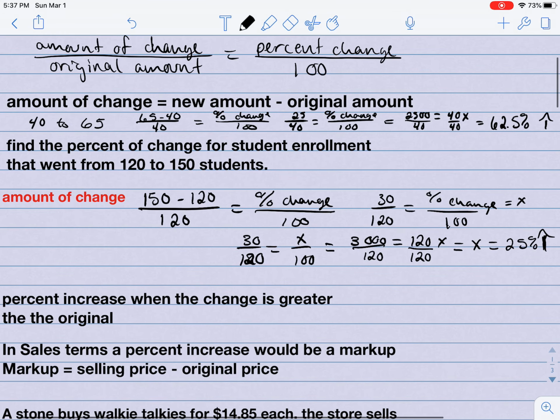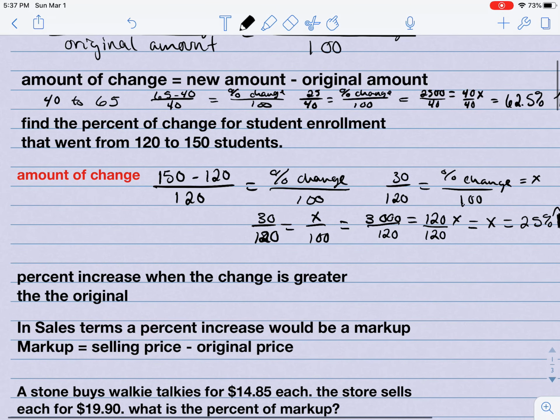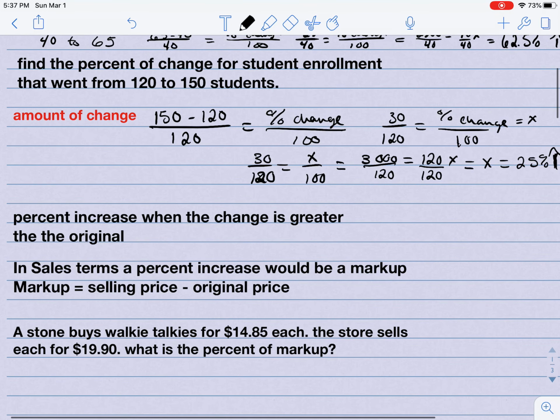Okay, so one way to think of percent increase, that is when the change is greater, is in sales terms they use markup. So what's the markup value? They're getting a product for a price and they mark it up to make money. So the markup is equal to selling price minus original price.